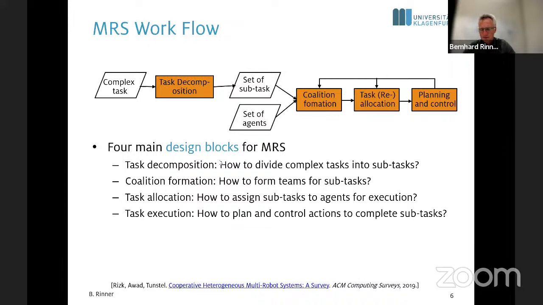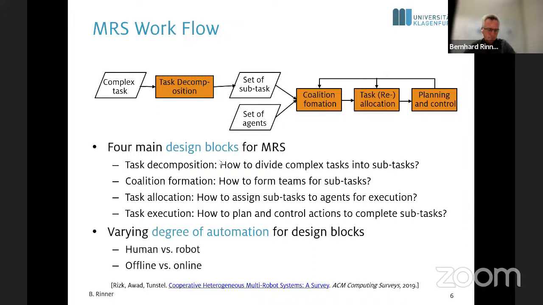So these last three tasks are typically highly interconnected. The state of the task execution may interfere with reallocation or even with formation, and so this is typically executed with some interactions. What is also quite obvious is that we see a varying degree of automation for these design blocks, depending on whether humans are still involved in, for example, task composition, or it's just executed by robots and their corresponding subsystems, or whether some tasks are executed online or in an offline manner.